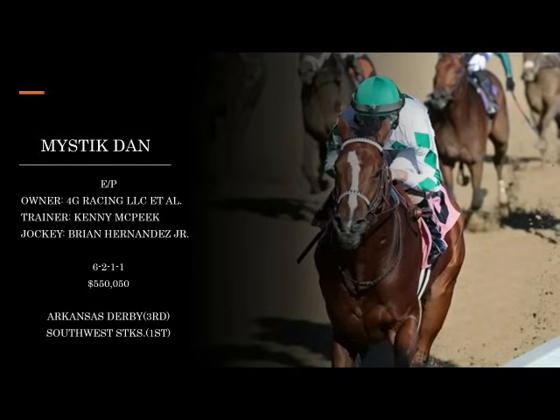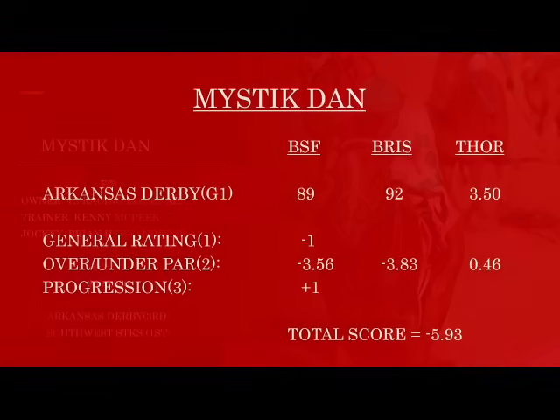Mystic Dan is a rather interesting one because we've seen flashes of him in the past, albeit probably aided by the mud in the Southwest. But in the Arkansas Derby, he came back and ran a decent race that maybe validated the Southwest a little bit. He got an 89 Beyer. That's not fast enough. A 92 Brisnet is not fast enough. But a Thoroughgraph of 3.5 isn't bad. It's a little bit above average. So this horse has shown speed in the past, and I think he's poised to run a better race.